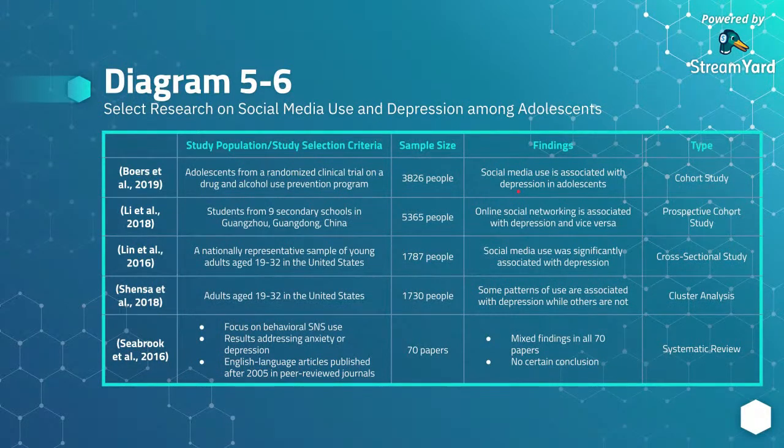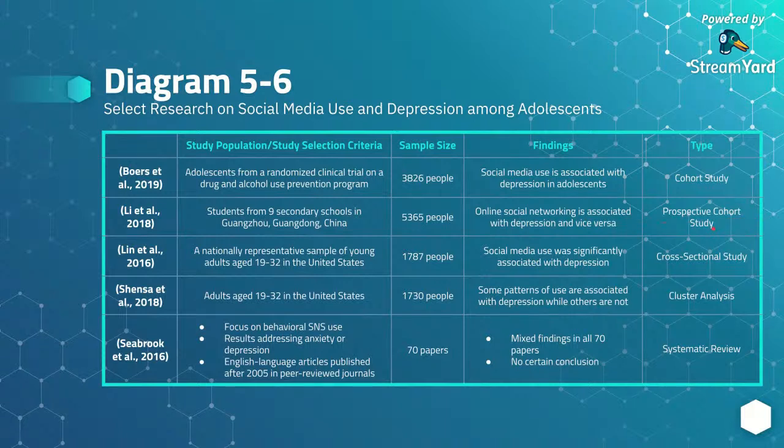All right, now let's move on to another one. This study analyzed students from 9 different secondary schools in a city in China that is near Hong Kong, by the way. 5,365 students were analyzed. The authors found that online social networking was associated with depression, and depression was associated with using social networking sites more in this prospective cohort study.